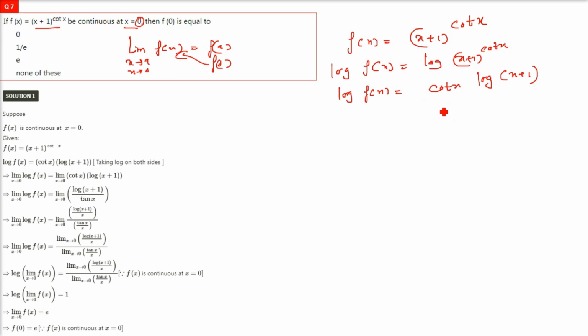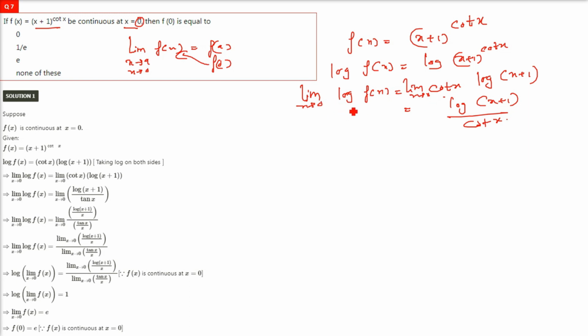Now this cot x can be written as 1 by tan x. And please remember this cot x is in front of log. So cot x we can write as 1 by tan x. So it will be log(x plus 1) divided by tan x. I'll just replace it by tan x. Now remember that when you take the limit, the limit goes inside. That is, we have to apply the limit. That is what we are finding.